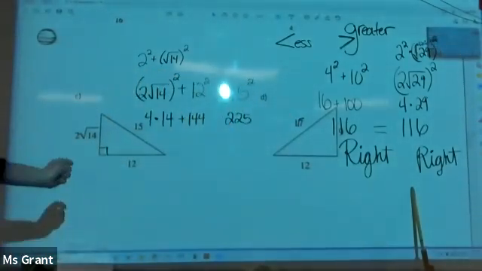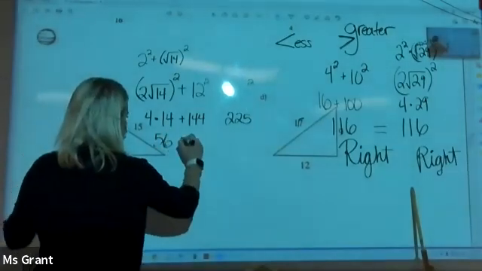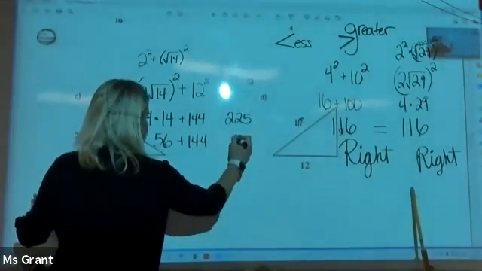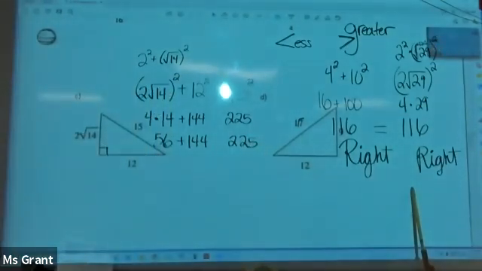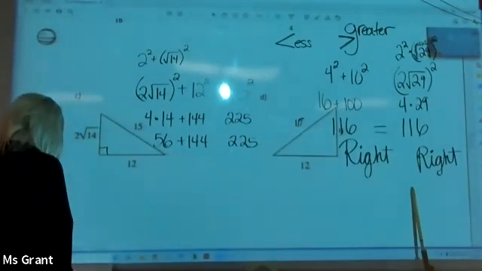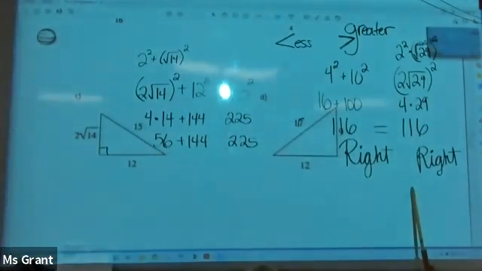14 times 4 is 14, 28, 42, 56. Is it less than, greater than, equal? 144 plus 56. Less than.